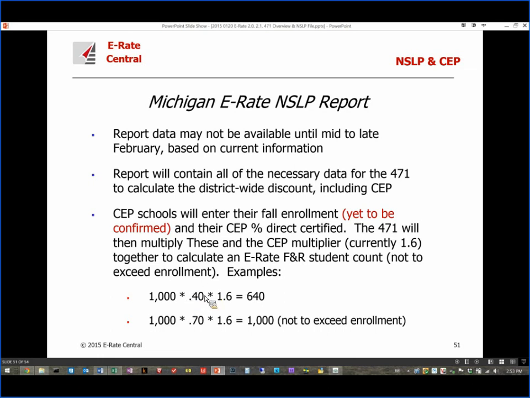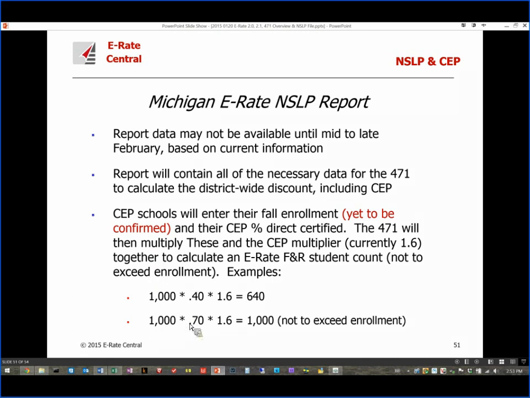And districts know this, but I will be providing this on the report to the best of our knowledge. When you enter those two pieces of information and you've defined them as a CEP school, the Form 471 itself will then do the multiplication of these three and give you your resulting, what you would have known as free and reduced numbers. Remember that that number cannot exceed your total enrollment.